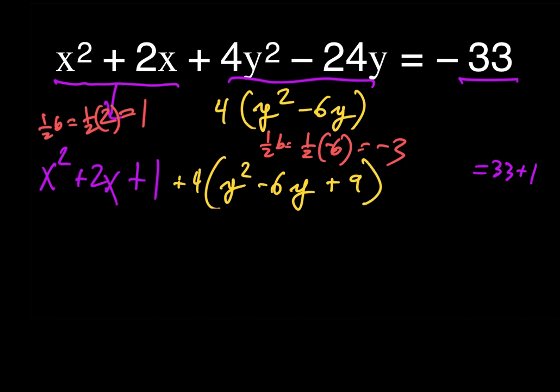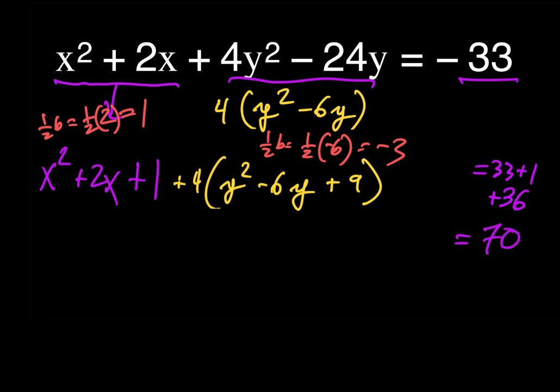And on the right side, I am going to add 36. Wait, what? This 9 is inside the parentheses. The parentheses is times 4. So what I really added to this side of the equation is 9 times 4, which is 36. So on the right side of my equation, I'm going to have 34 plus 36, which is 70.